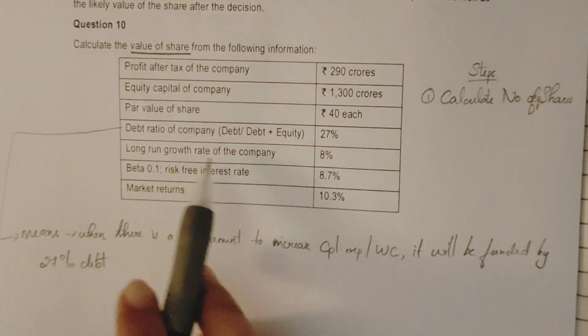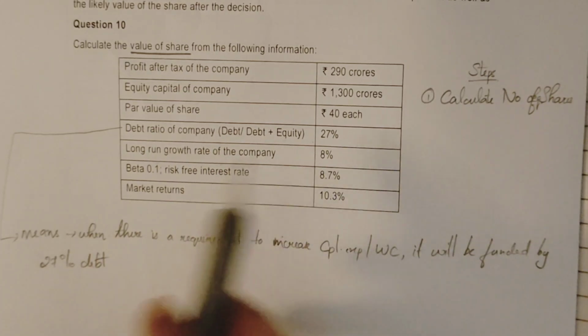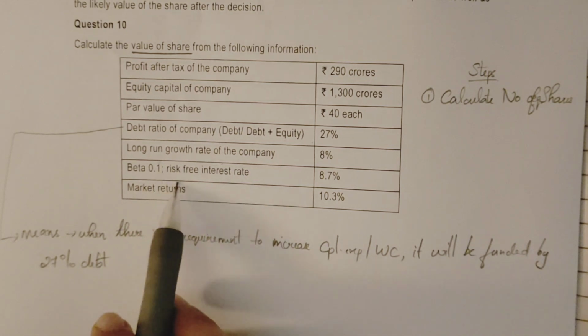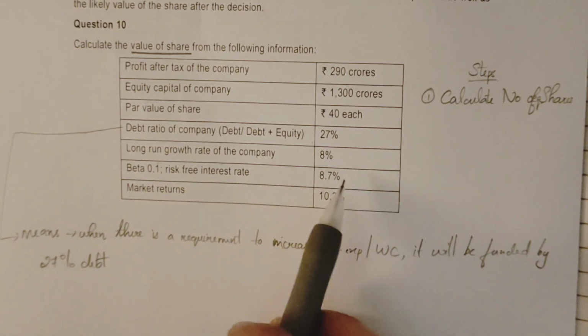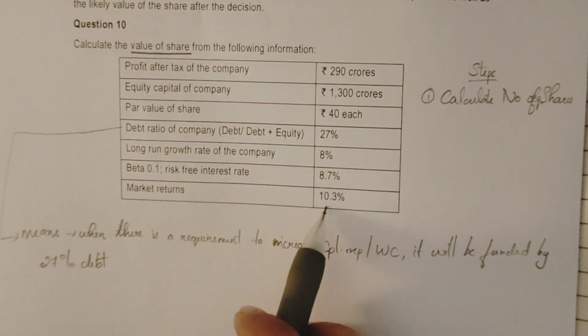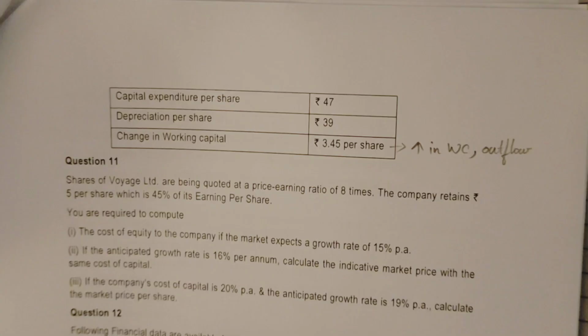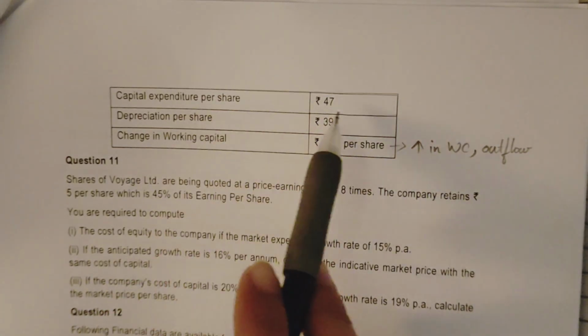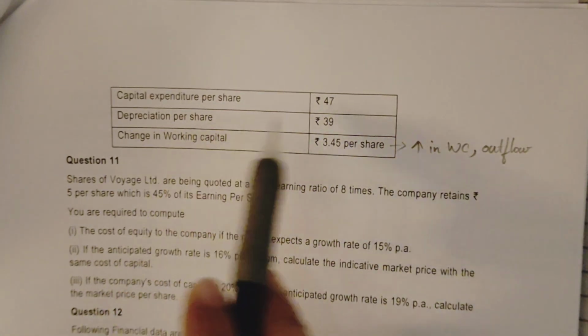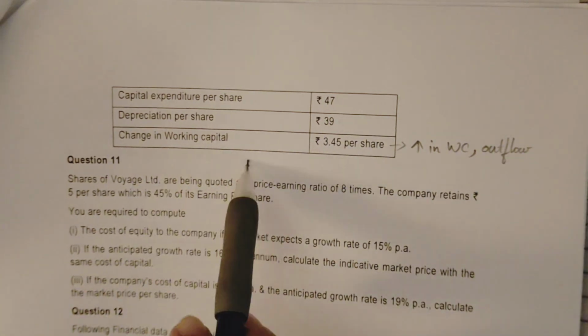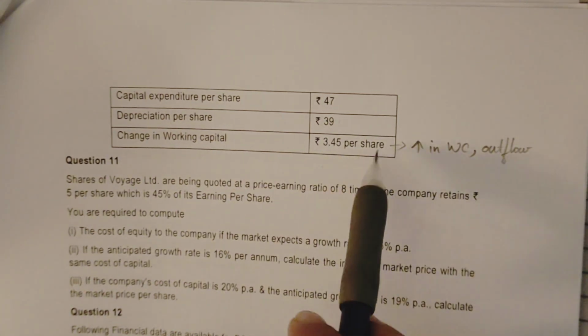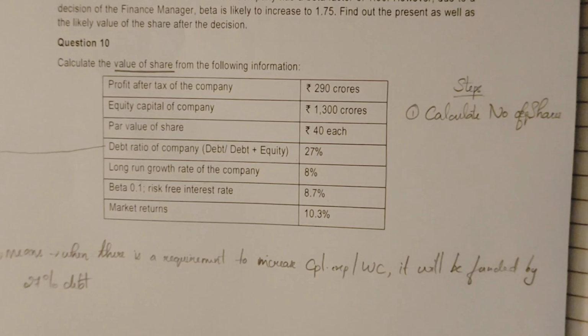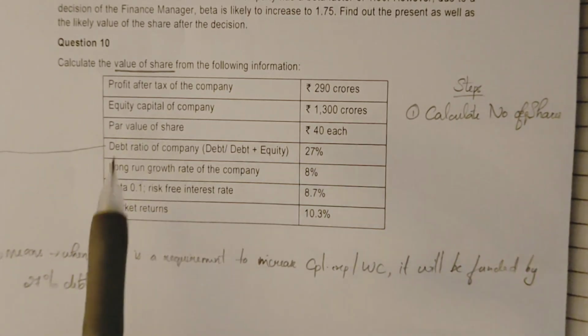27%, long run growth rate of the company is 8%, beta 0.1, risk free interest rate is 8.7%, market return is 10.3%. Capital expenditure per share 47, depreciation per share 39, change in working capital 3.45 per share. They have asked us to compute the value of share.